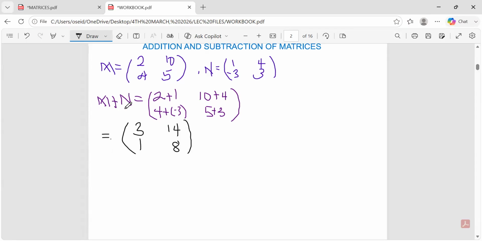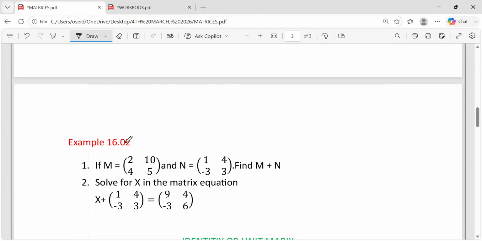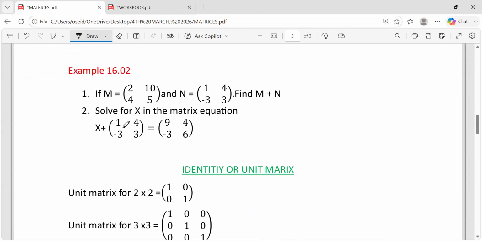This is easier, and I'm expecting each and every student to grab this once and for all. The good students will be taking note of whatever we are doing now. So now this question says we should solve for x in the matrix equation x plus matrix 1 4 negative 3 3 equals 9 4 negative 3 6. So with this, we are having equality and at the same time addition and subtraction. So let's see how we are going to do this.